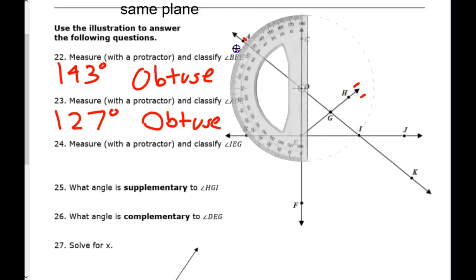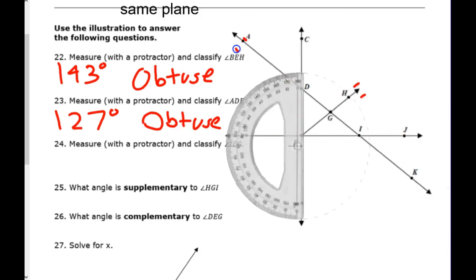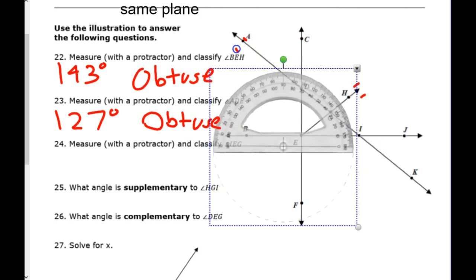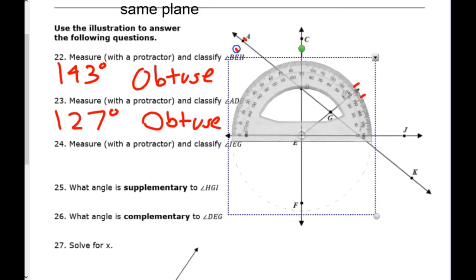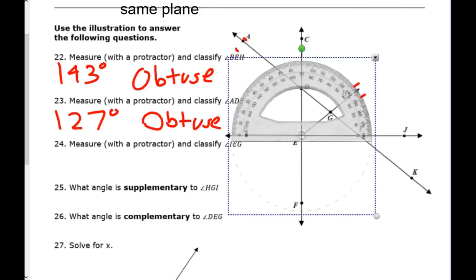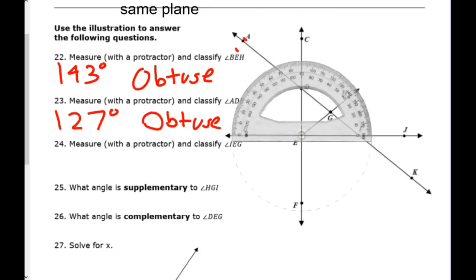Okay, the next one, IEG. So I see where IEG is. I'm going to center this on E. Now IEG is the supplement of BEH, from number 22. But again, it's between what? Not 140 and 150, but since IEG is acute, it's between 30 and 40 down here, right?